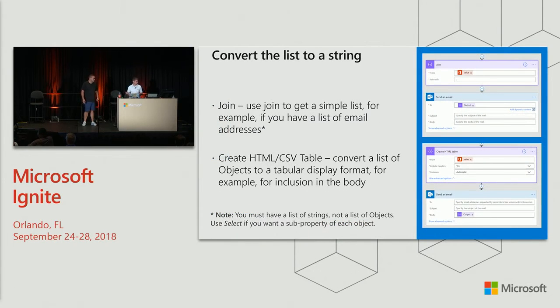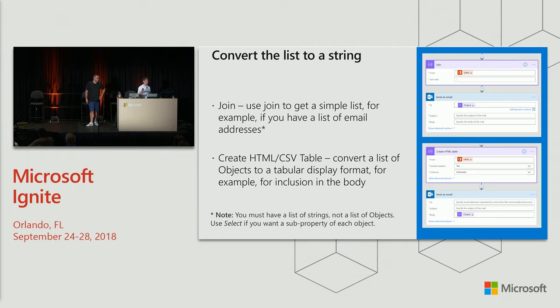So, converting lists to strings. Join is an expression that you can use to take all strings and package them up together with a delimiter character. So maybe you have a list of email addresses and you want them to be semicolon delimited, so you can pass that into the To field to send an email, which is what it expects. So you can do a join, pass in your array, pass in a semicolon delimiter as a second parameter, and join those up together.